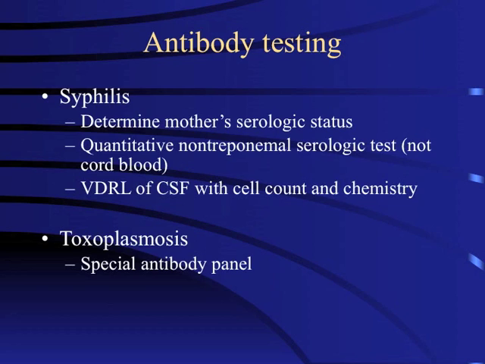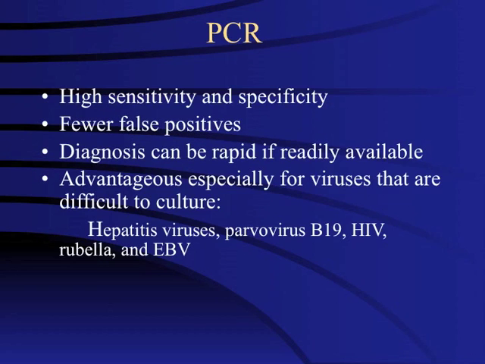In terms of toxoplasmosis, the test that's usually done in the commercial labs is not very good. So whenever we have a suspicion of toxoplasmosis in a baby, we send a special antibody panel to Dr. Remington's lab in Palo Alto in California. He's the expert on congenital toxoplasmosis, and his lab does a very good job of determining if a baby is infected or not, and they also provide very good feedback.